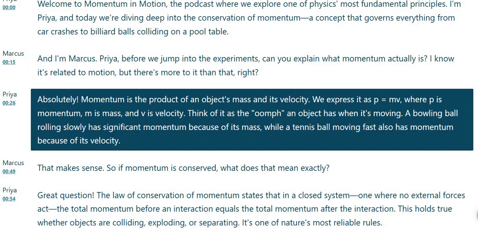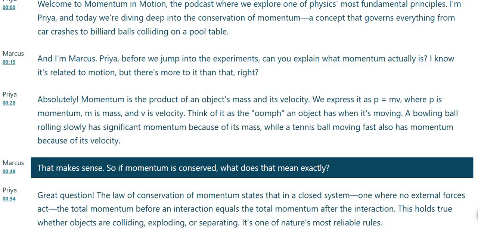Absolutely. Momentum is the product of an object's mass and its velocity. We express it as P equals mv, where P is momentum, m is mass, and v is velocity. Think of it as the oomph an object has when it's moving. A bowling ball rolling slowly has significant momentum because of its mass, while a tennis ball moving fast also has momentum because of its velocity.